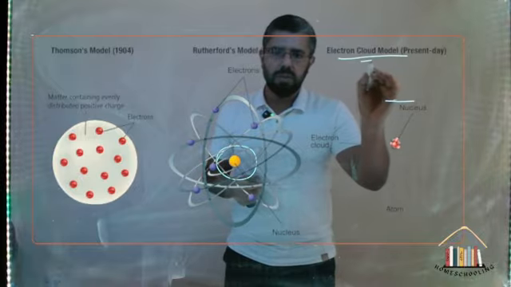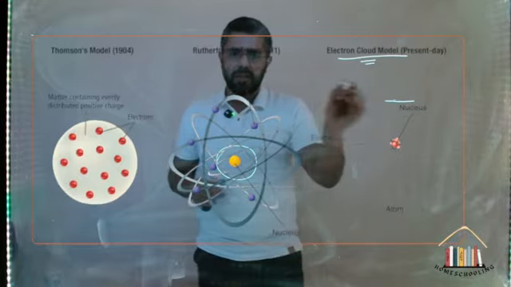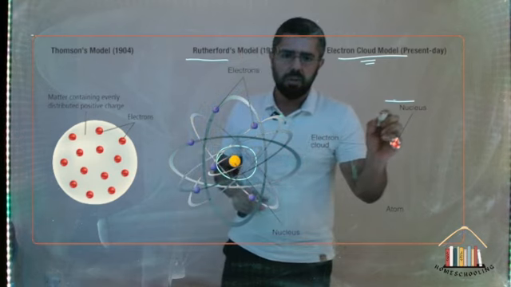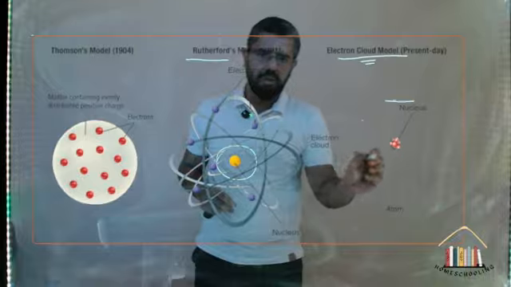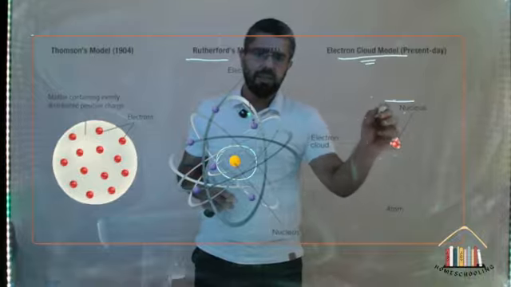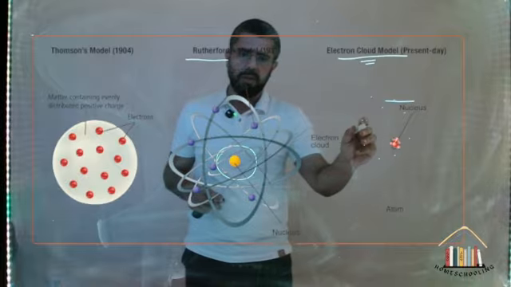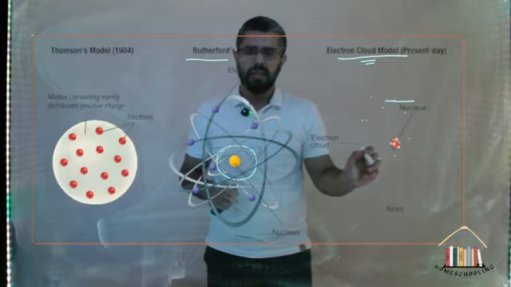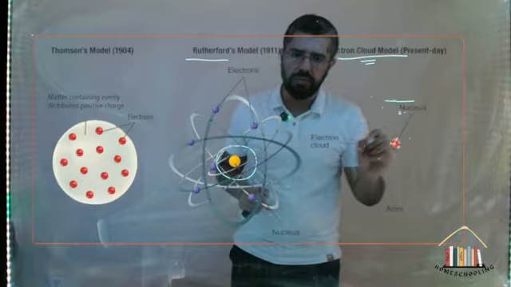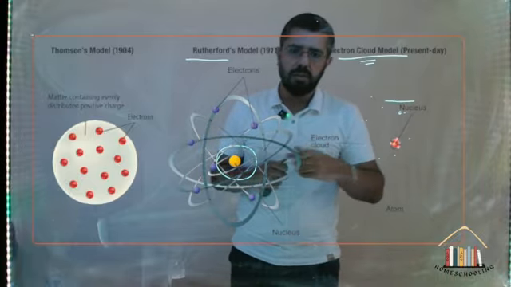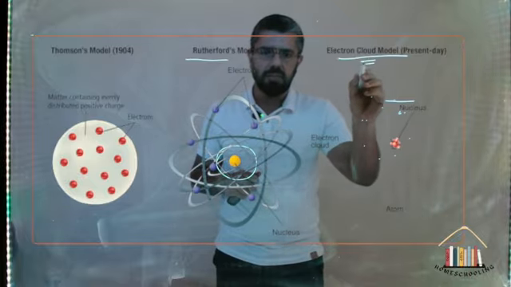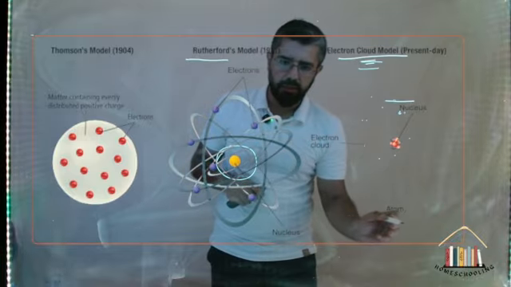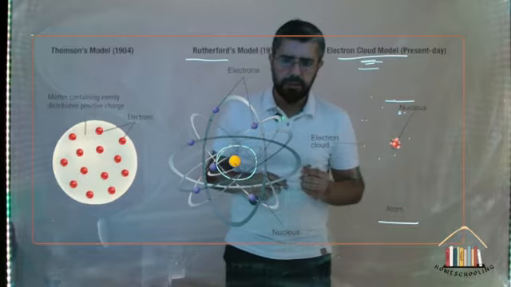Why cloud? Because in contrast to what Rutherford said, in the cloud model we cannot pinpoint or state where the electrons are around the atom. We don't know. So that's why we say it's a cloud. It's very difficult to define the position of the electron. So that's why we say it's a cloud of electrons. That's the latest model of the atom that we've developed so far. All right.